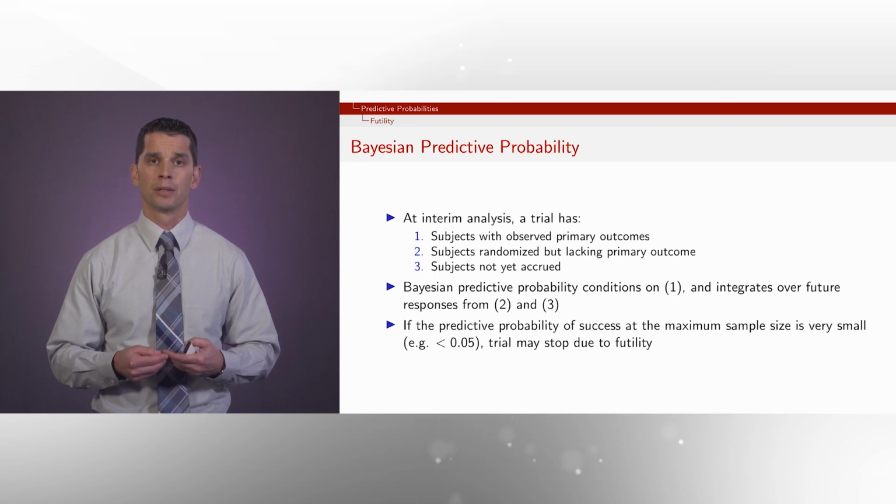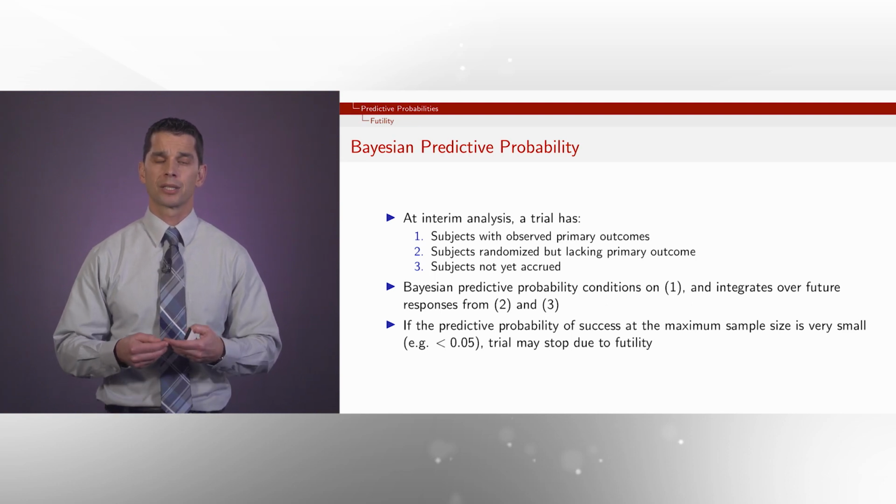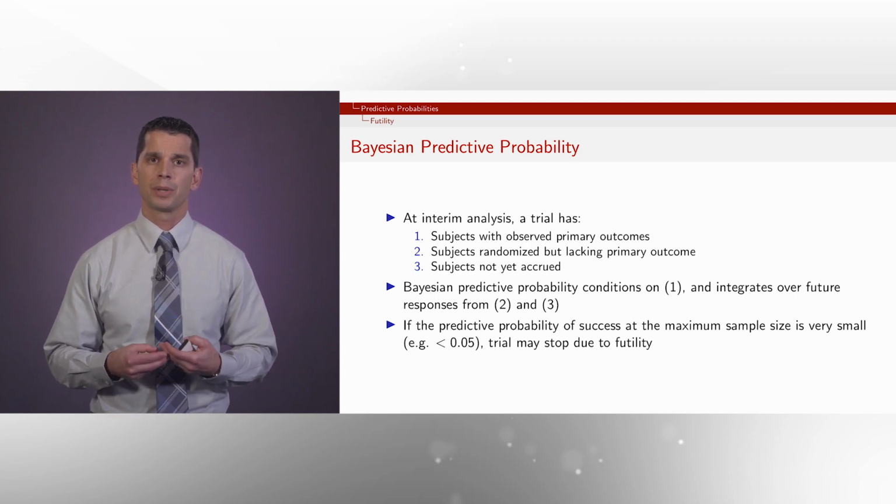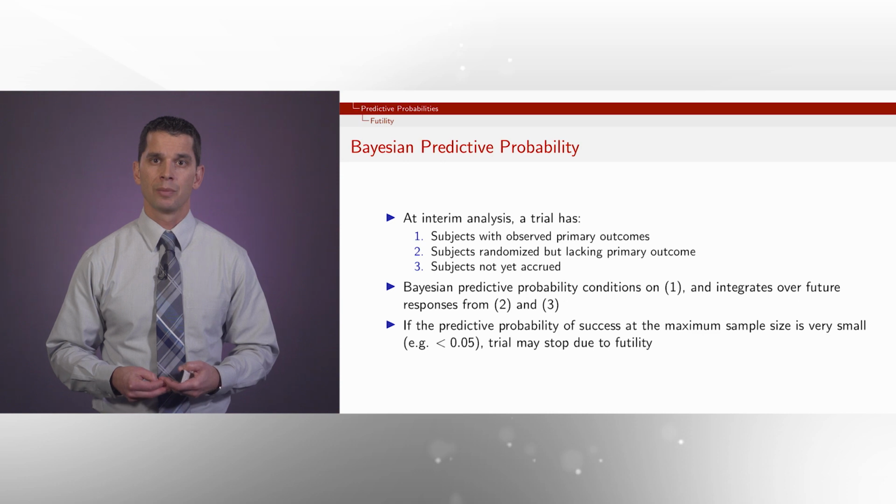So that's 2 and 3, both the patients who are currently randomized but lack the primary outcome data and patients who are yet to be accrued. If the predicted probability of success at the maximum sample size given our current interim data is very small, such as less than 5%, the trial may stop due to futility.